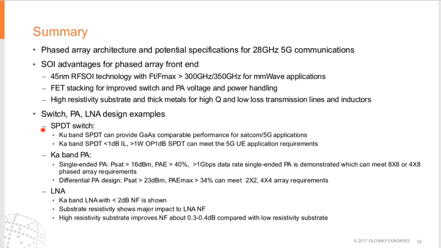For the LNA, we also showed the Ka band LNA can reach less than 3 dB noise figure, and the substrate resistivity shows a major impact on the LNA noise figure. It's about 0.3 to 0.4 dB improvement compared to the low resistivity substrate.